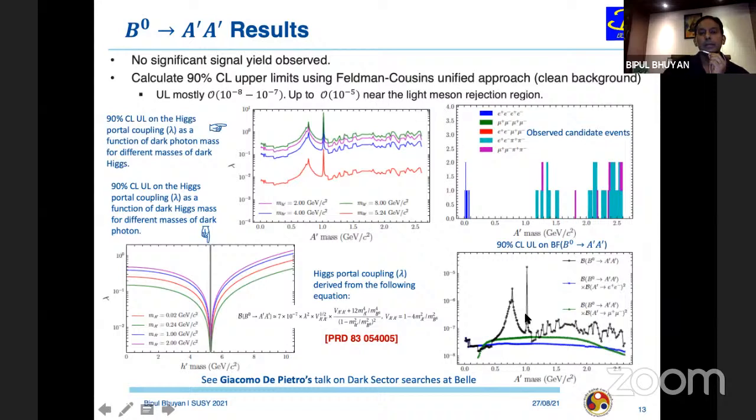But of course, there are resonances, so the limit is poorer. It is around the range of 10 to the minus 5. So you can convert this observation to put a constraint on the coupling of the Higgs portal with the standard model as a function of the A prime mass for various dark Higgs masses, which is shown here in this particular plot. And you can also do the same thing by putting a limit on the coupling as a function of the dark Higgs mass for various masses of the dark photon. Okay, so that's being shown here in this particular plot.